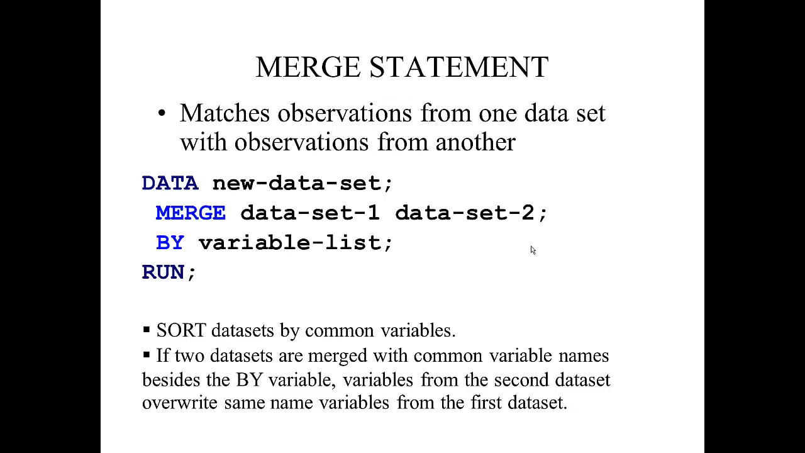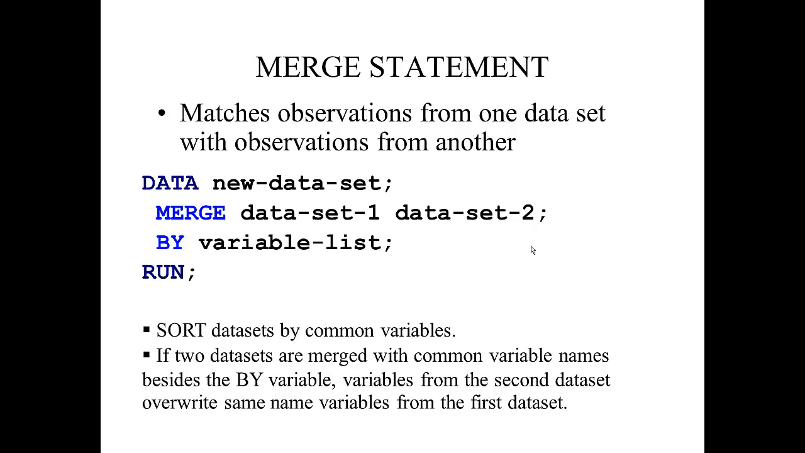Let's say we were interested in matching observations from one dataset with observations from another dataset. So let's say we had a dataset of baseline information on a group of patients, and we wanted to merge that dataset with follow-up data on the same group of patients. To merge 2 datasets, we need to use the merge statement. And the way the merge statement works is that it matches observations from one dataset with observations from another.